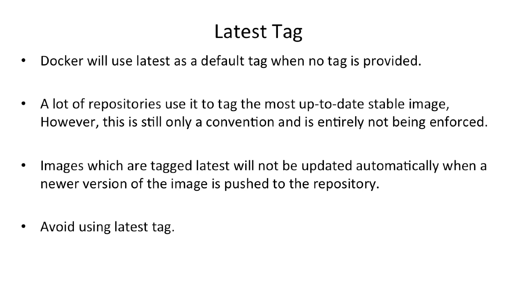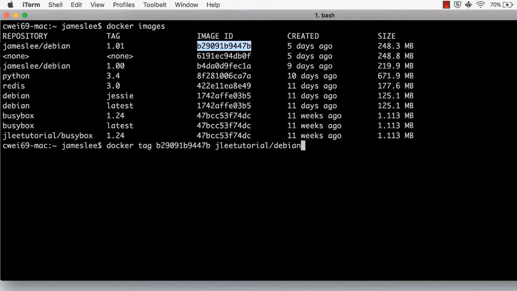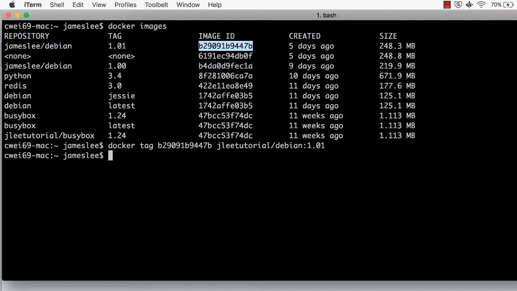It's easy to look at it and think that your deployment script should just pull latest. However, this is not enforced. It takes a lot of discipline to make that work. The safest way is just to version your tags every time. Here, we just explicitly specify tag 1.01. Then hit enter. Now let's do docker images again.